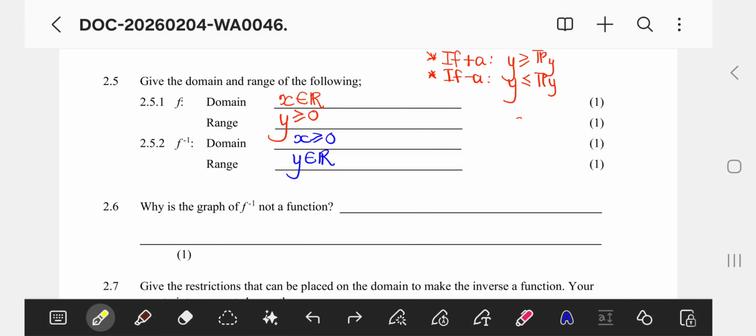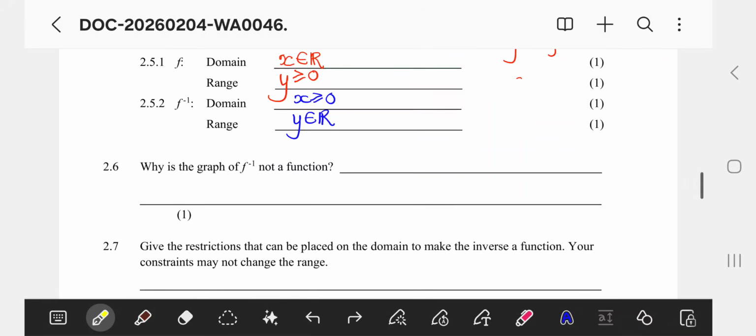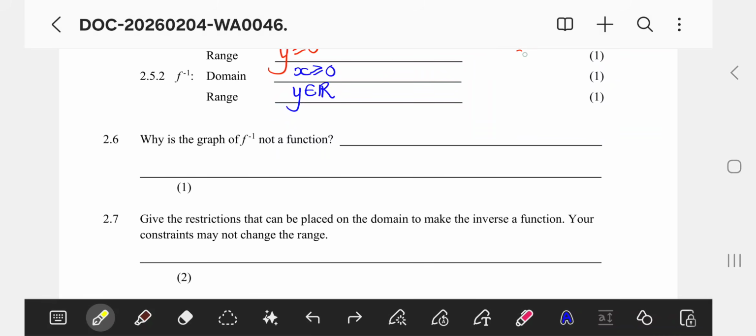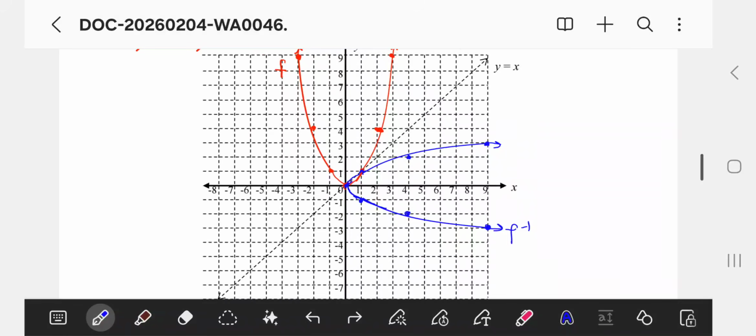And you guys know this because remember, x and y get swapped around for the inverse. So whatever information we have regarding x for the original function, we use it as y for the inverse and vice versa. Now 2.6 says, y is the graph of f to the minus 1, not a function. So if we just scroll back up and we have a look at this, if we were to draw a vertical line through the inverse, we notice that it cuts the graph at 2 distinct points, and immediately that is a fail. It fails the vertical line test, meaning that it is not a function.